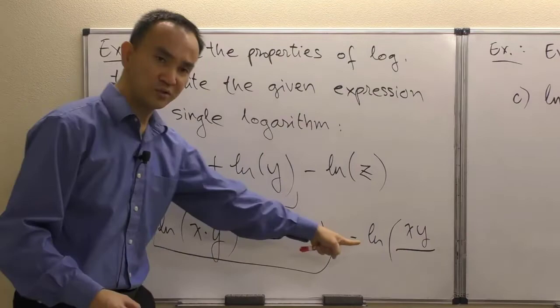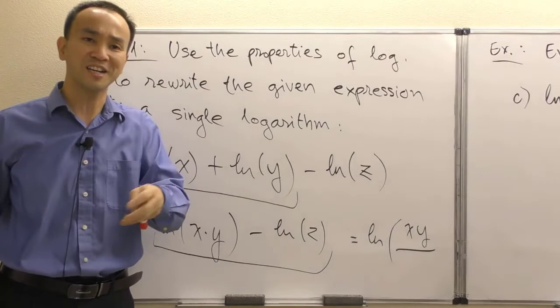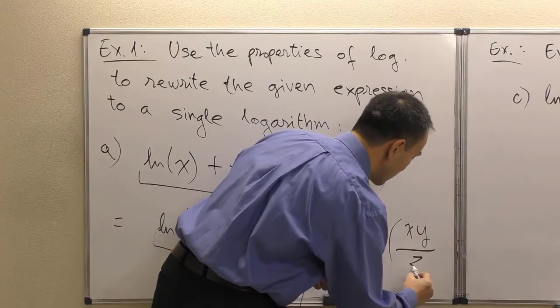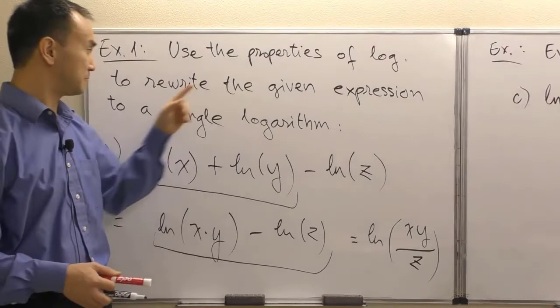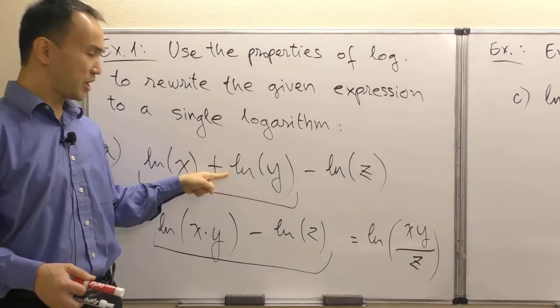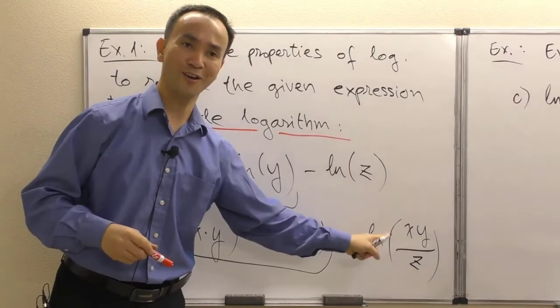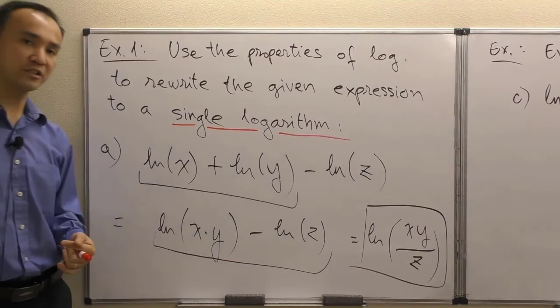That's why in this whole example one, this is where I start applying multiple rules, multiple properties, to handle one problem. So now it's natural log of x y as a product over z. But have we achieved our goal for this problem? We want to rewrite the given expression as one single logarithm. Let's underline it: single logarithm. And we have achieved our goal. Now we have only one single logarithm. This is where we know we're done with that particular problem. All right, that's how we're done with part A. Let's move on to part B.